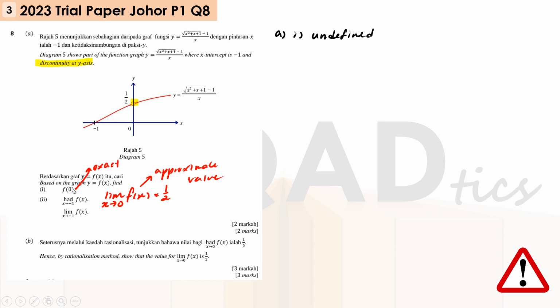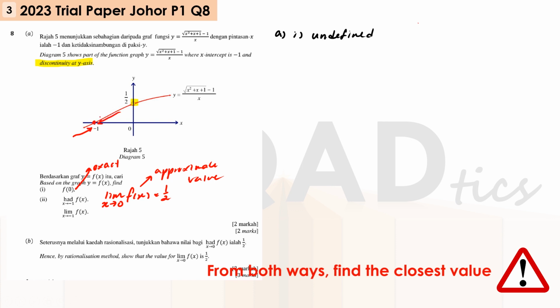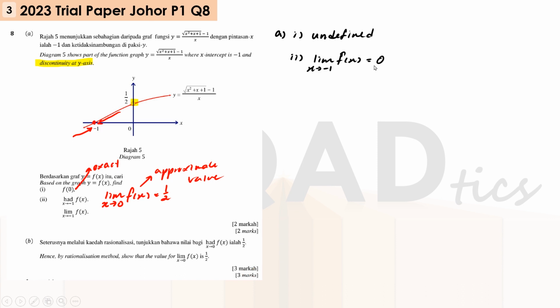So this one asks us the exact value, and that one asks us the approximate value, so both of these are different. Back to the question, since it asks us to find the exact value, the answer is undefined. For part 2, we need to find the value of f of x where it approaches -1. We need to approach from both sides, left and right, and eventually it will reach this point. This is the x-intercept, so the f of x or y value is actually 0.